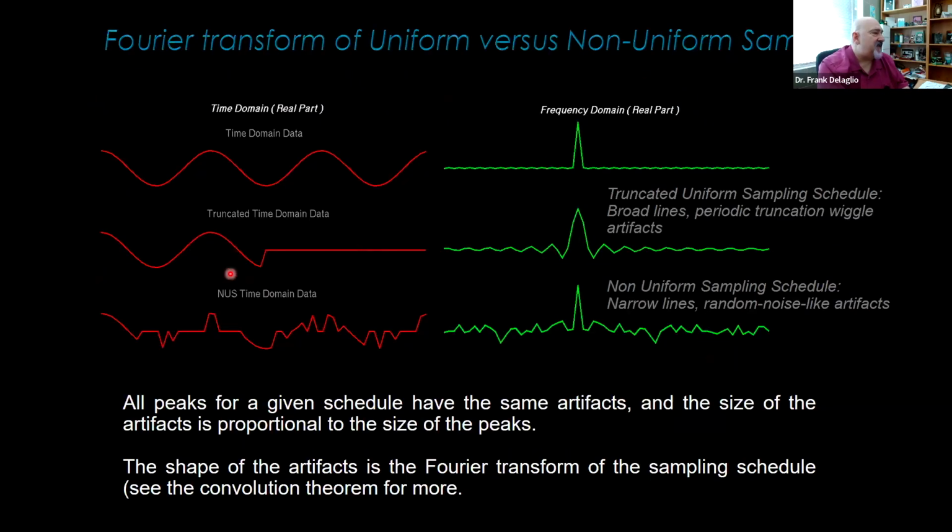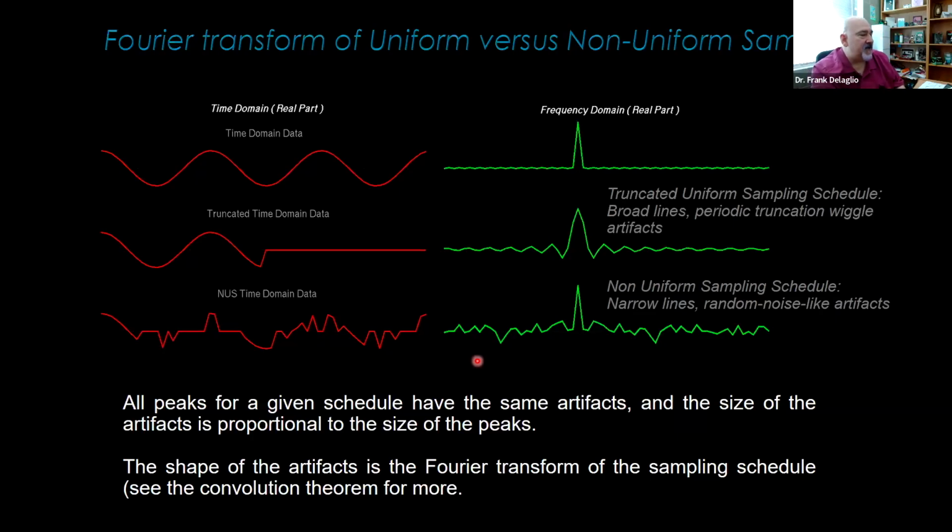And so both of these cases are sampling schedules. Our truncated time domain data is a uniform schedule. Our non-uniformly sampled data is, of course, a non-uniform sample. The truncated time domain sampling schedule gives us artificially broad signals with regular truncation artifacts that get smaller as they travel away from the peak. But in non-uniform sampling cases, we get nice narrow peaks, but these crazy artifacts that look like random noise. They're not random noise. They are determined specifically by the pattern of points that we kept and skipped.